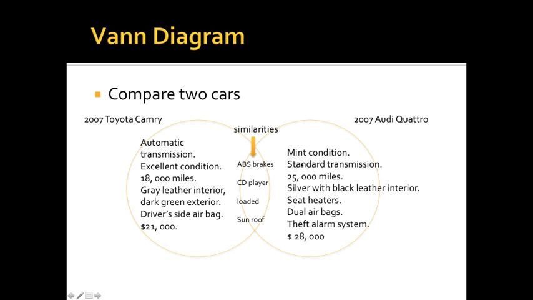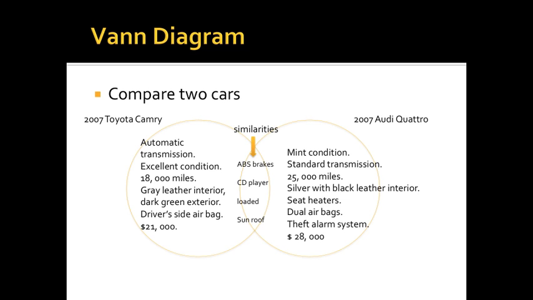But there are some differences between the two cars. The first car has automatic transmission, excellent condition, 18,000 miles, gray leather interior and dark green exterior, driver's side airbag. The cost is $21,000. But the second car is in mint condition, with standard transmission, 25,000 miles, silver with black leather interior, seat heaters, dual airbags, theft alarm system, and it also costs $28,000.